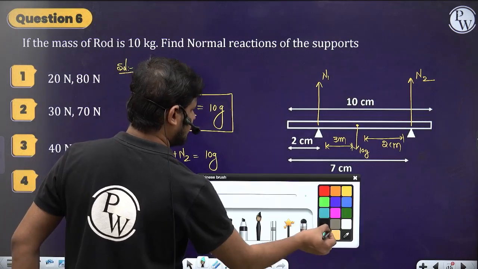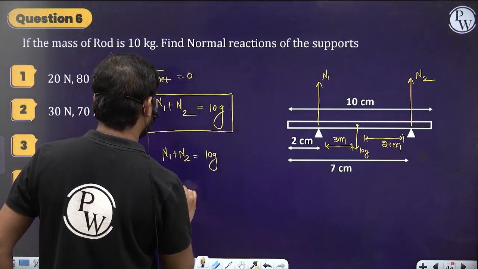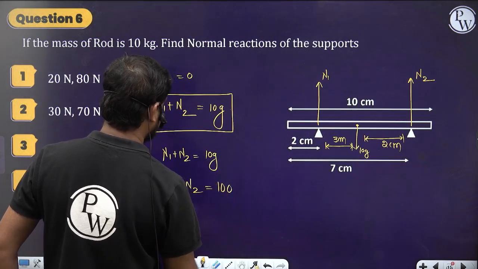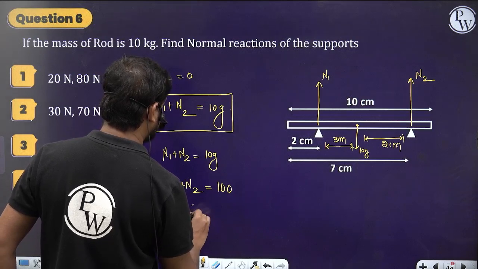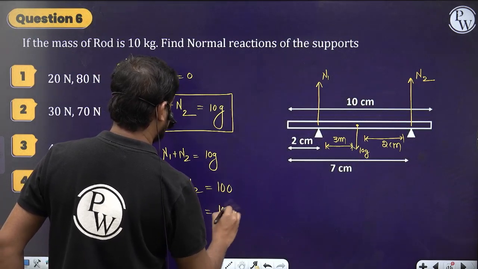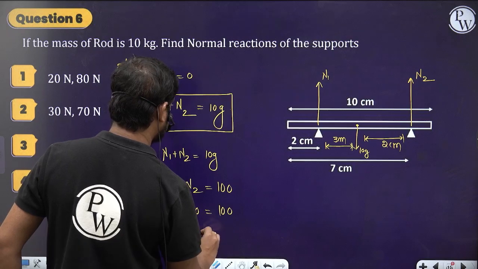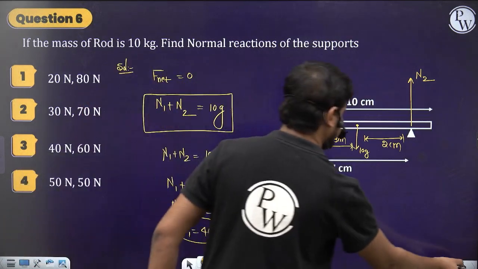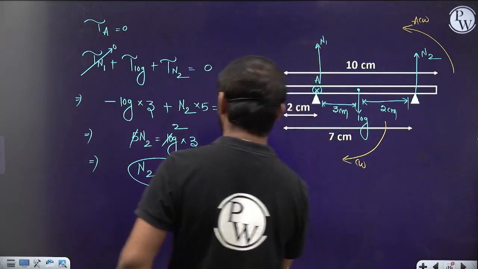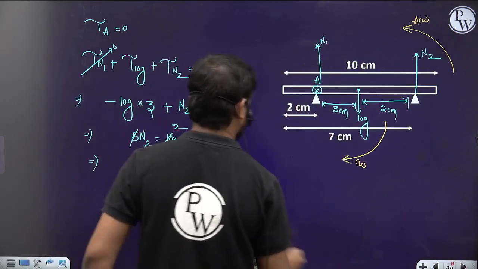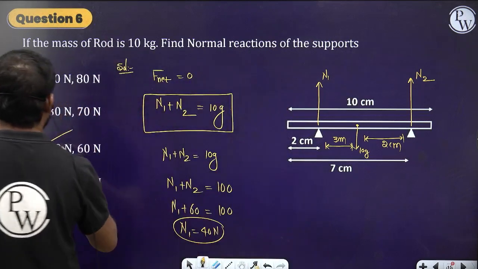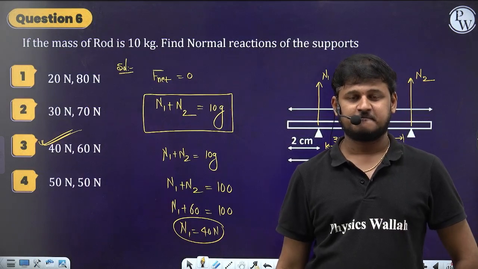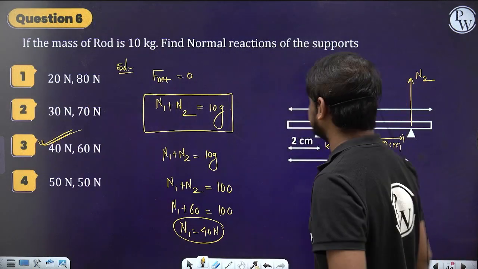Sorry guys, my bad. So N1 plus N2 is equals to 10G means 100, right? From here N2 we got 60. So N1 is equals to 100 minus 60, which is 40 newtons. So that means N1 is 40, N2 is 6G means 60 you can write. Correct only. So 60 and 40 newtons. Clear? Option 3 is the correct one. Done? So now next.